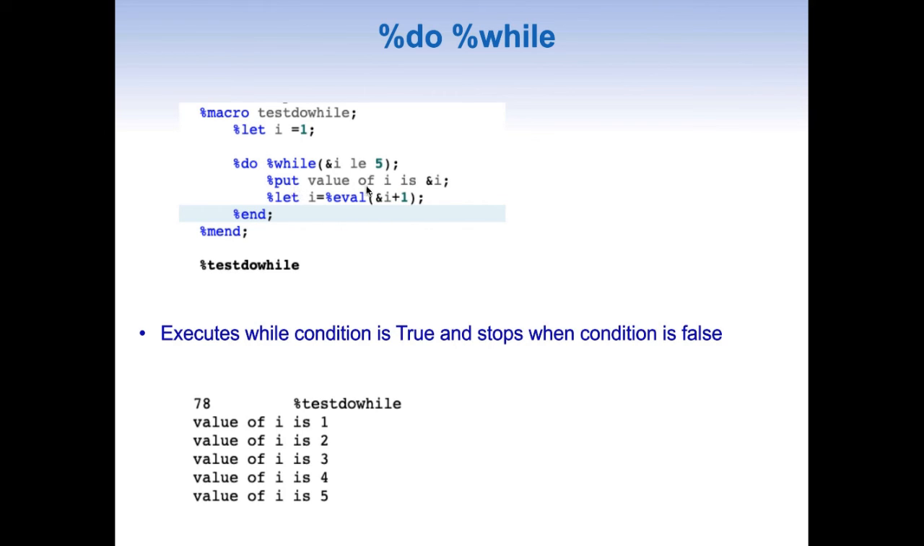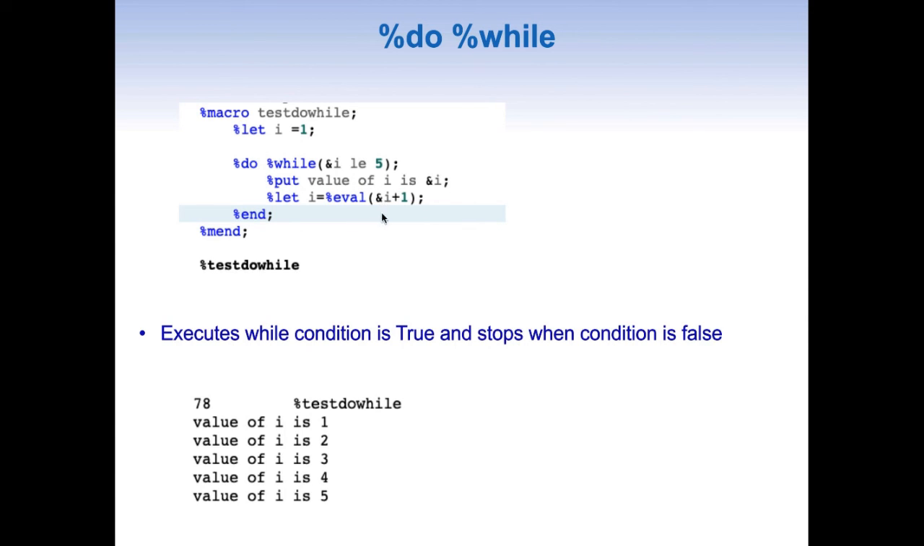So %put will put the value of 1, and we are adding 1 to this &i, and it becomes 2, and our i will have the new value of 2. And it again goes and checks the condition here. 2 is still less than equal to 5, and it puts the &i value, and again it adds plus 1 and it becomes 3, and it again loops through, and again it puts the value in the log.